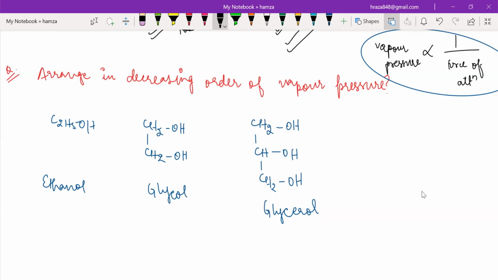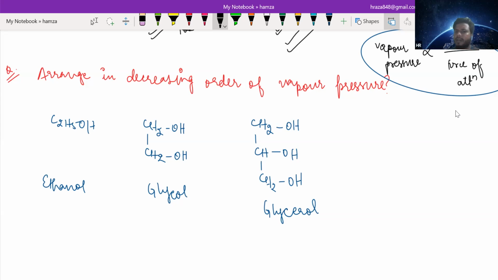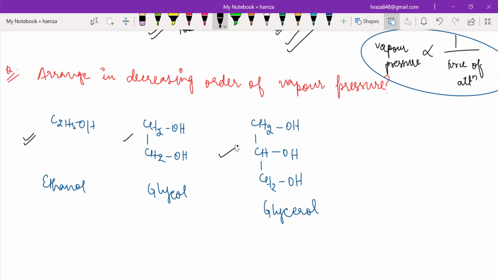So force of attraction is more in which compounds? In any compound that you are watching, it is the force of attraction between molecules, like if you are going for ethanol, force of attraction between ethanol molecules, between glycol molecules, between glycerol molecules. Got it? No, sir. Can you say again?